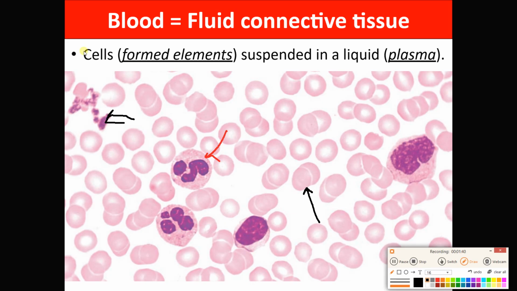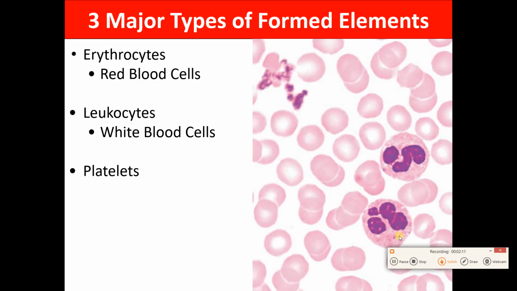And to be honest, we put the word cells in quote marks because, as we're going to see, not all of these formed elements are truly cells. And these formed elements are suspended in a liquid. So the liquid part of blood is known as plasma. All right, so blood: fluid connective tissue, cells, which are known as formed elements, suspended in a liquid, and the liquid is called plasma.